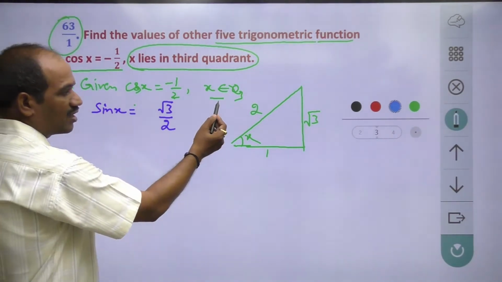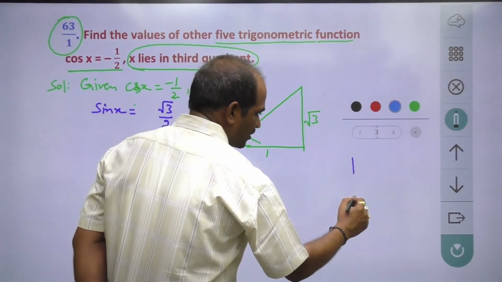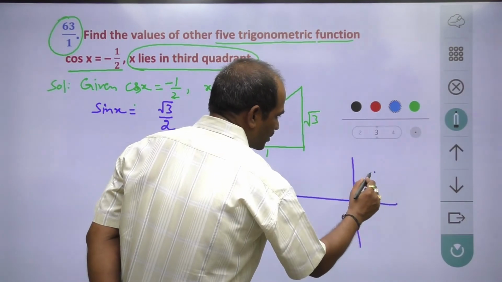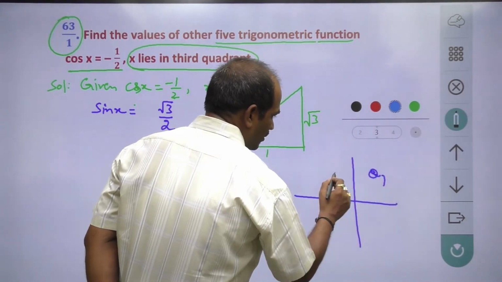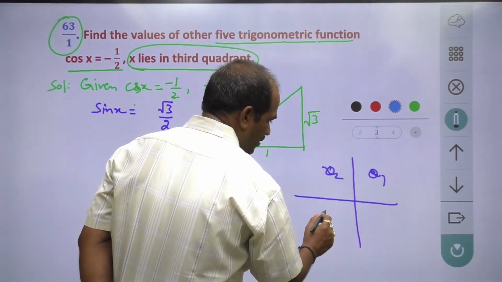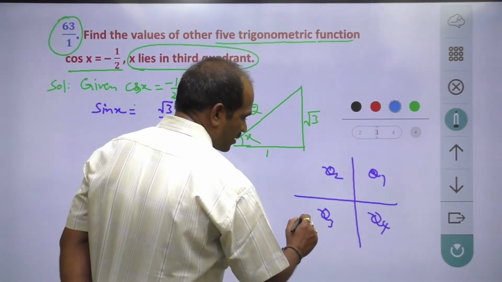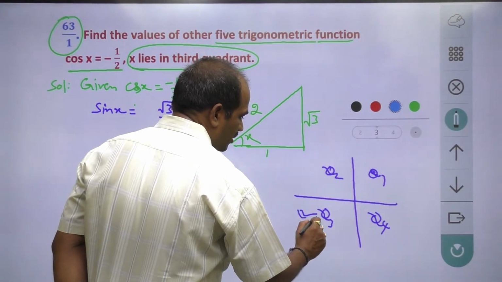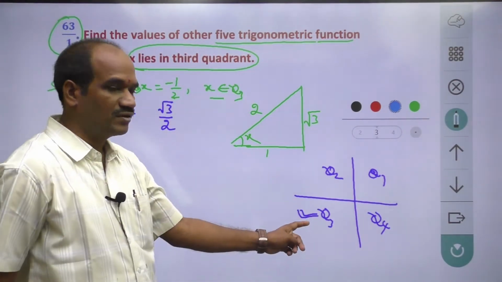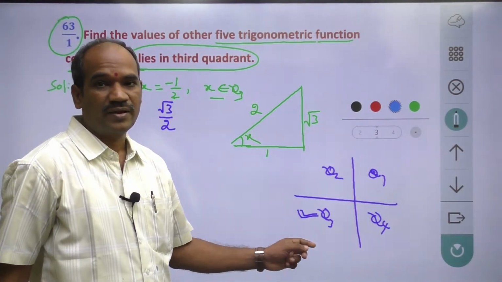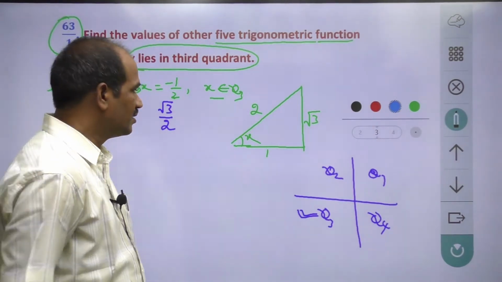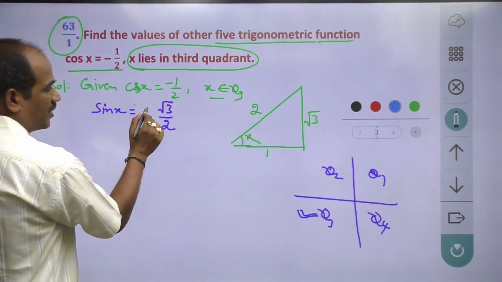See here, x lies in the third quadrant. x lies in the third quadrant means, this is Q1, next this is Q2, this is Q3, and this is Q4. Okay, in this third quadrant, tan and cot are positive. The remaining ratios are negative. See here, sin x is negative, so we will take minus.